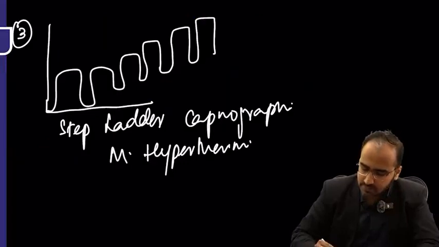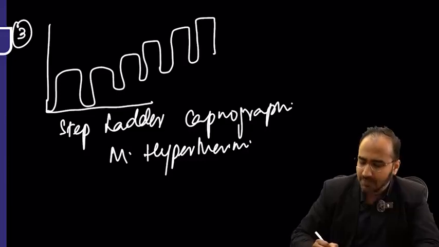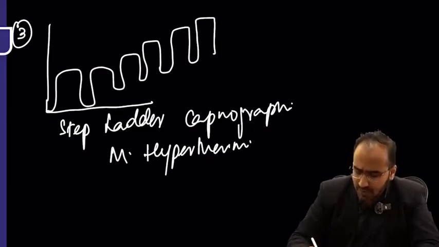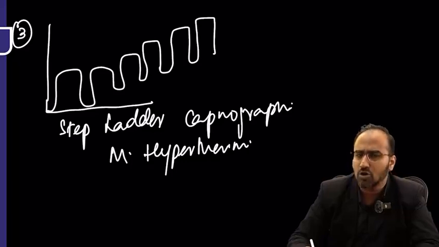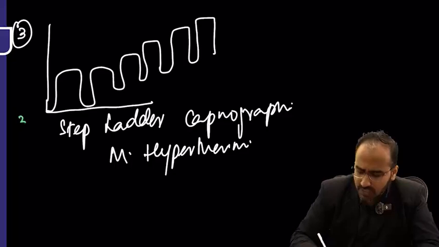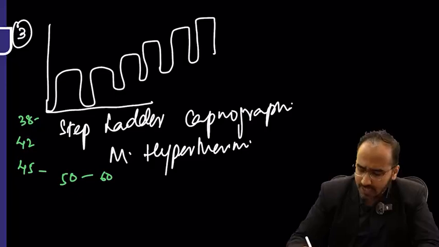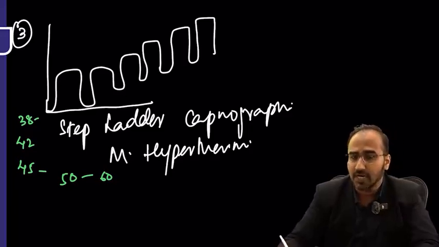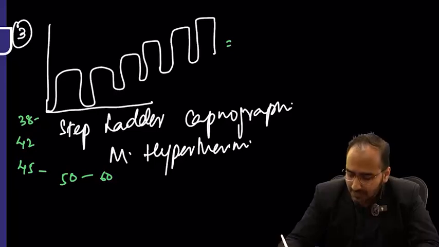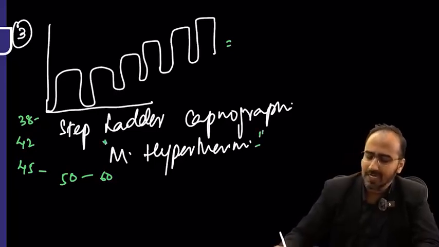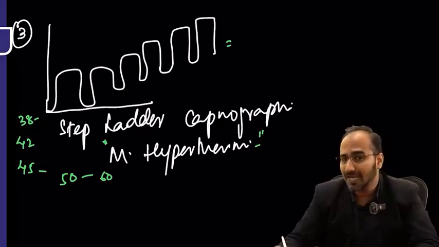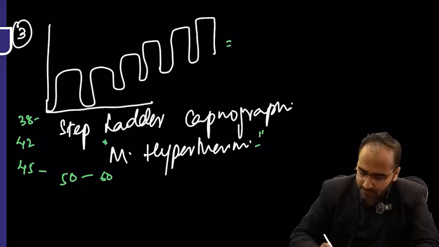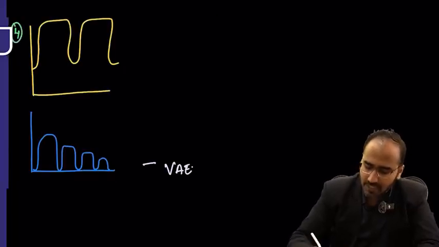Next is this kind of capnography: step ladder capnography. Step ladder means the capnography readings are slowly elevating. Previously it was 38, slowly it became 42, next 45, next 50, 60. The value is increasing from the baseline in a step ladder manner, which means carbon dioxide is slowly accumulating in patients suffering with malignant hyperthermia. This capnography is seen in malignant hyperthermia: step ladder capnography.